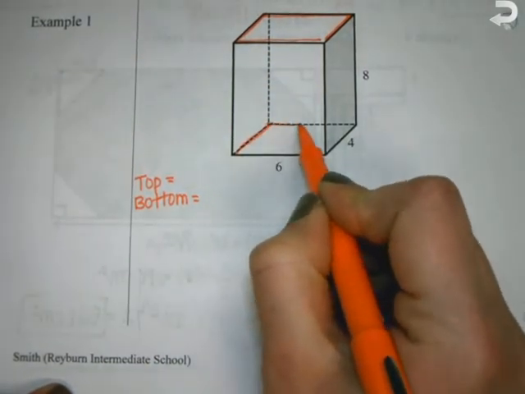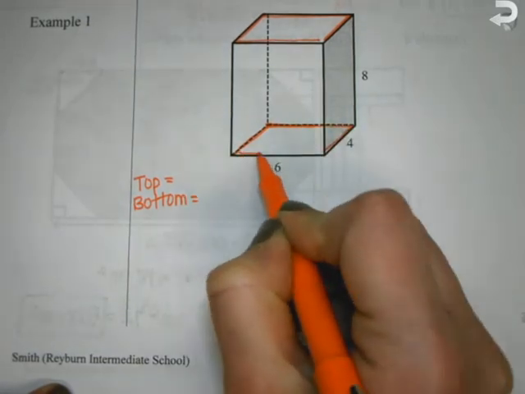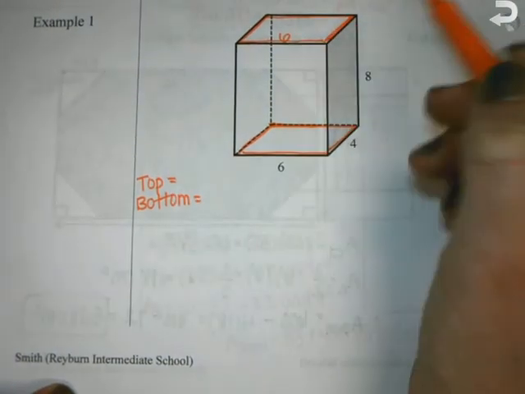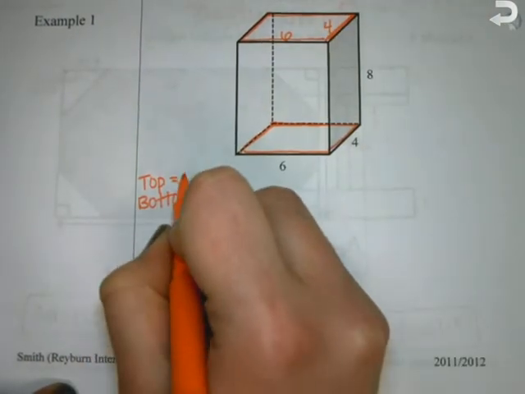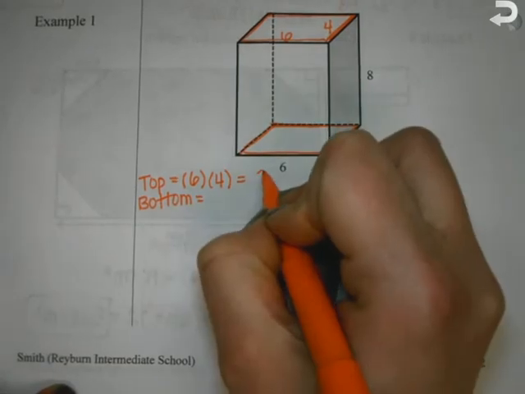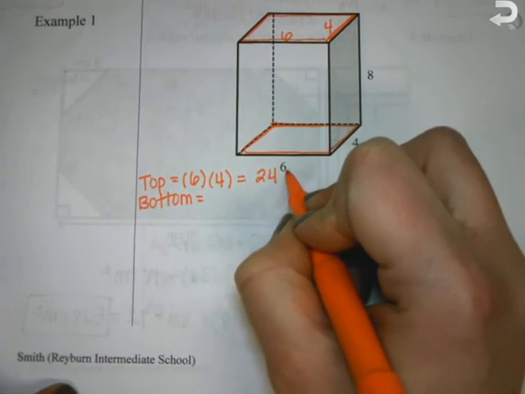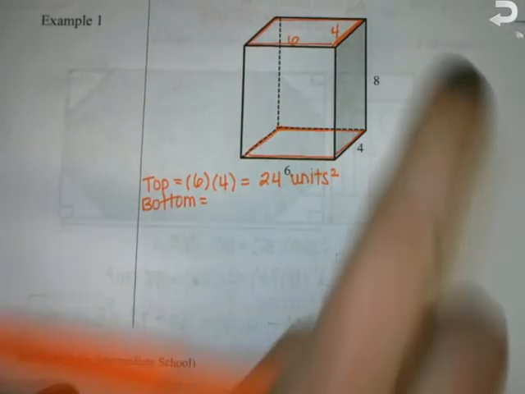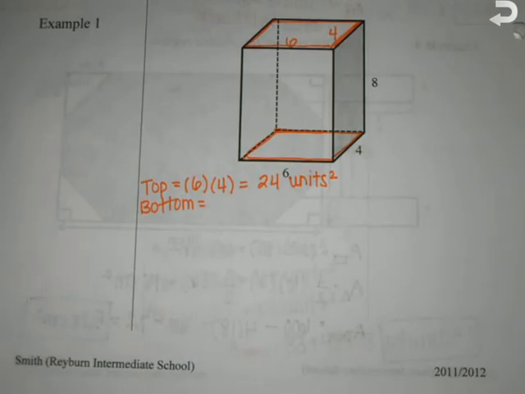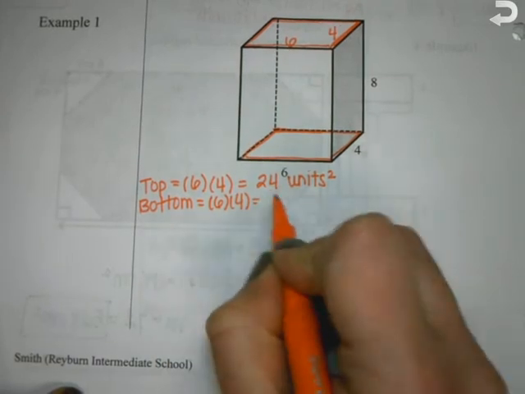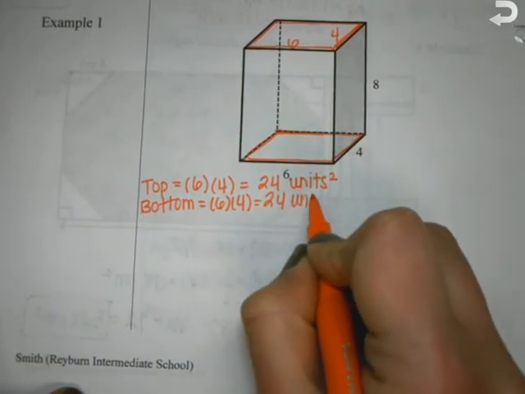So what is the base of the top? 6. Good, 6. Here, let me write it here. And what is the width? 4. So area of the top is 6 times 4, which gives me 24. What? Units squared, because they don't give us centimeters, meters, whatever. So we just write units squared. So how do I find the area of the bottom? Same thing. 6 times 4 equals 24 units squared. Good job.